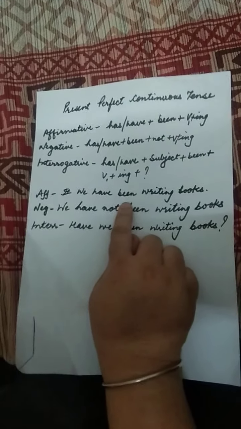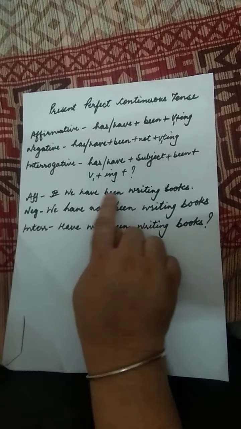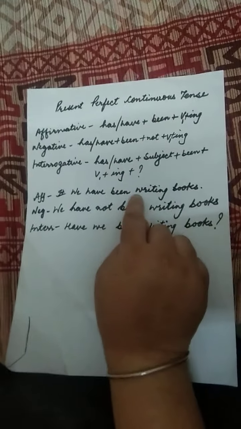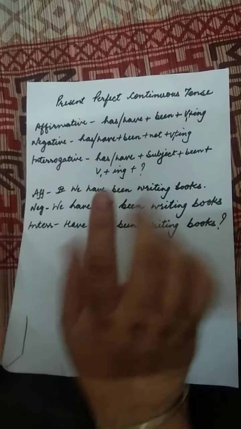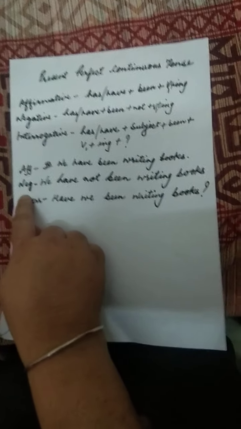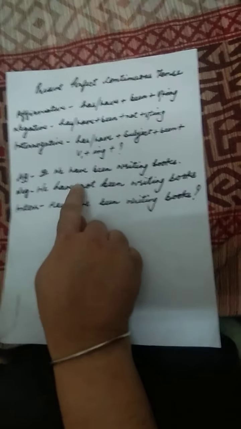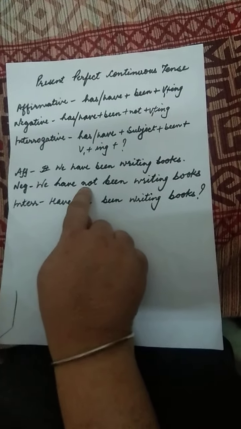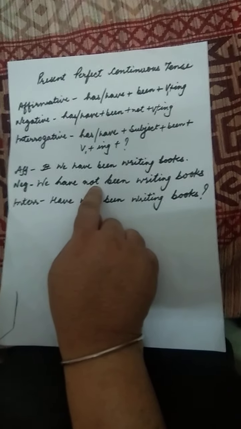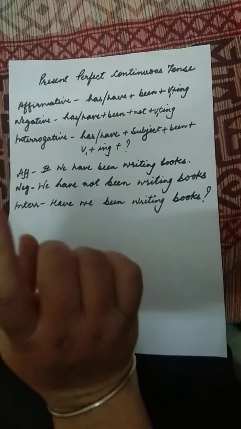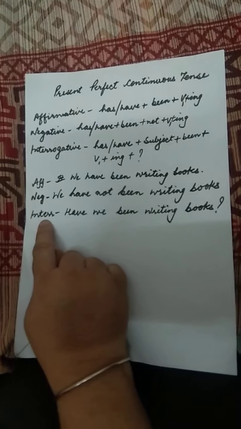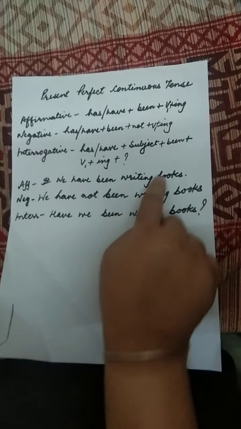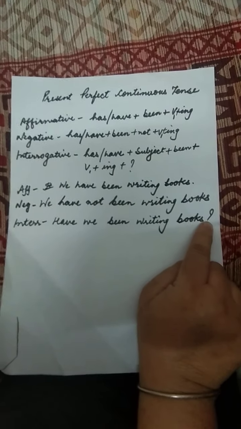Its example is: we have been writing books. Then negative: after have we will put not. We have not been writing books. Then again interrogative: have we been writing books? At last, a question mark. That's it.